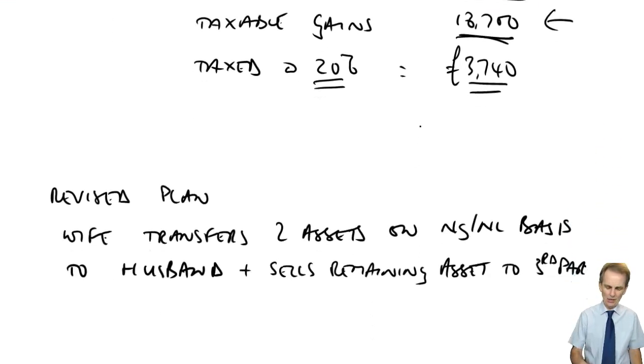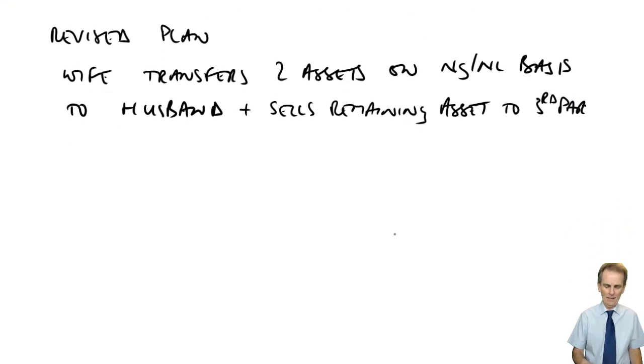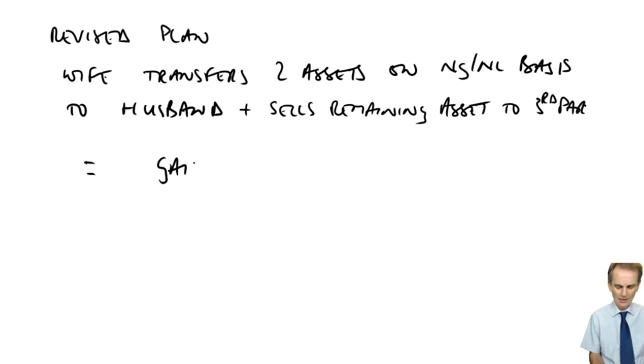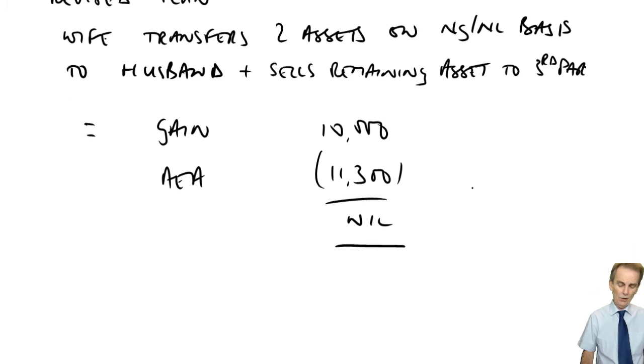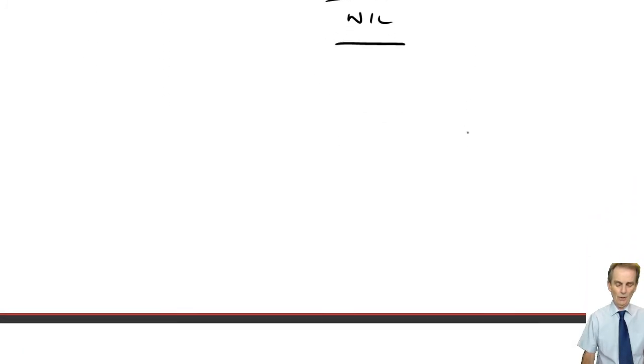So our advice, I hope you have correctly determined, is that the wife should transfer 2 assets, there is no choice here, on a no gain, no loss basis across to husband, and she sells the remaining asset to a third party. So she therefore has a gain in the year of £10,000, which of course will be covered by her AEA of 11.3, so she's got nil taxable gains. We transferred 2 across to the husband.